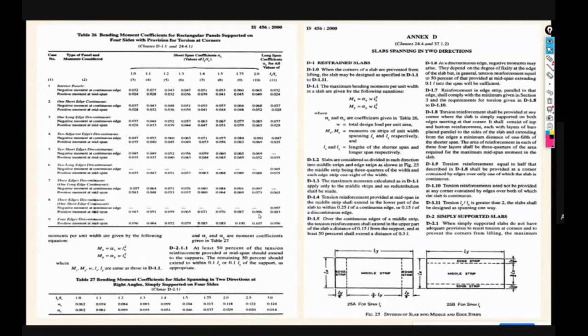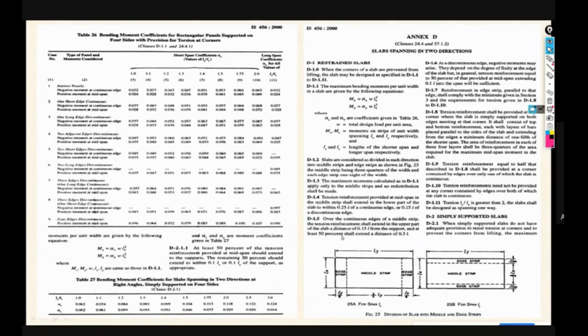Okay, so we will continue. Calculate the moment in x and y direction. These are the formulae: alpha x, alpha y, w lx square. And whatever reinforcement we are providing, first we will discuss the theoretical point of view and then we will proceed to the practical point of view.